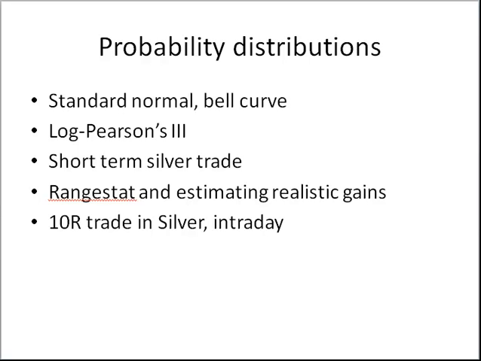It's February 1st, 2011, and I want to have a short discussion of probability distributions. In this video essay, I'm going to talk about the standard normal bell curve, another distribution called the log Pearson's type 3, which we often see in financial markets. We'll see how that applies to a short-term silver trade that we did last Friday, and how we use the range stat to estimate realistic gains, and then show what a 10-hour trade in silver looks like. And we'll conclude with some comments about the psychology of trading with respect to probability distributions.